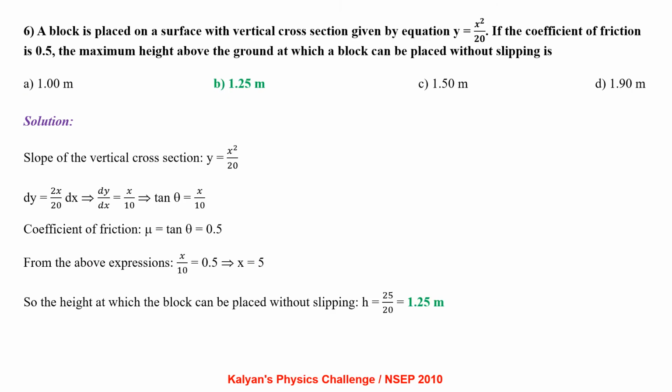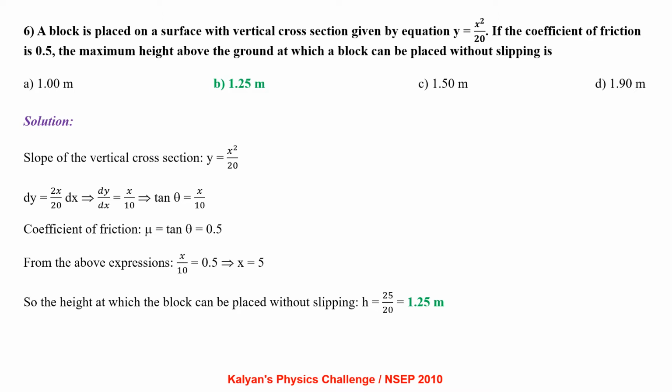A block is placed on a surface with vertical cross section given by the equation y equal to x square by 20. If the coefficient of friction is 0.5, the maximum height above the ground at which the block can be placed without slipping is: slope of the vertical cross section y equal to x square by 20, dy by dx we can write as 2x by 20, that is x by 10. So the slope tan theta, that is dy by dx, equals x by 10.